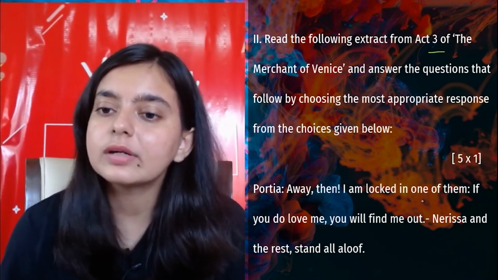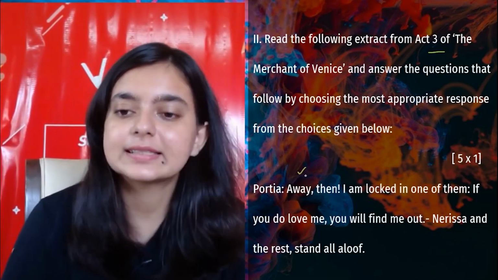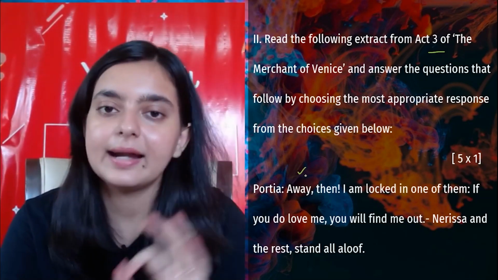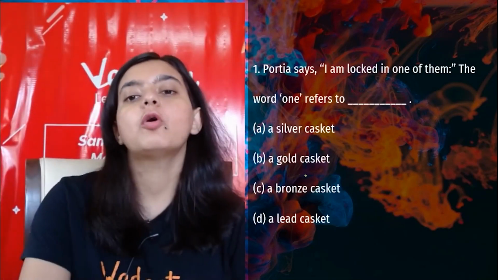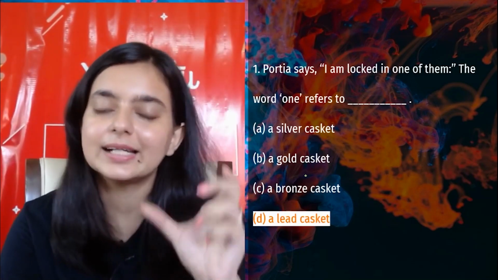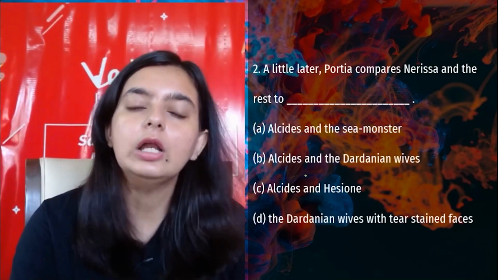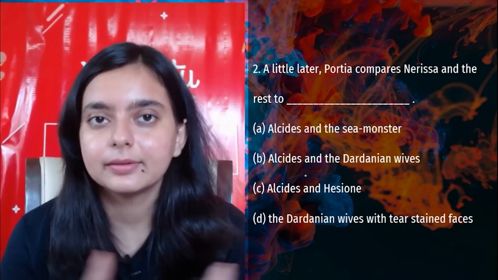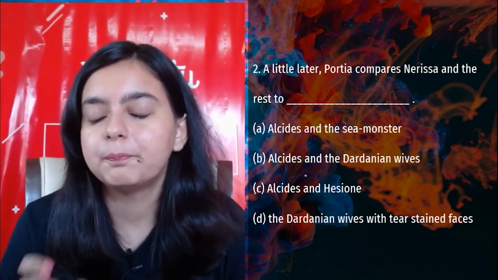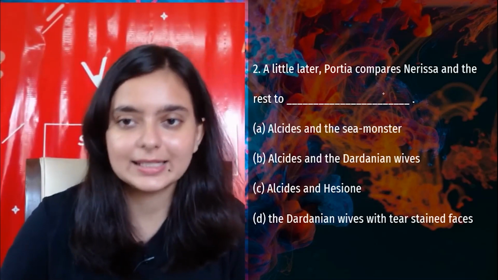Portia says, "Away, then! I am locked in one of them." I think I have discussed this already, when I was discussing the first act. One refers to, obviously, a lead casket. That is where she was locked. I mean, the entire game of the casket, the lottery of the casket. So the picture of Portia was there in the lead casket, right?